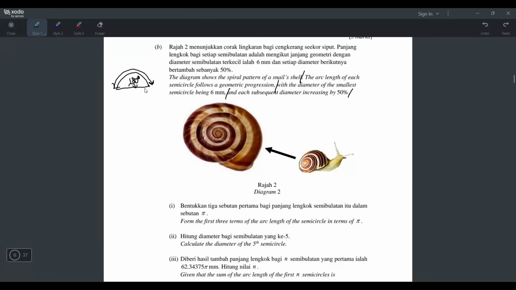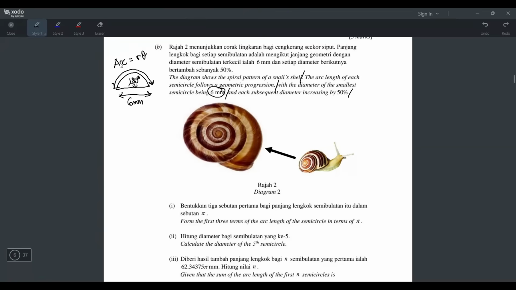And they mentioned something about the diameter here. The diameter of the smallest semicircle being 6 mm. So the diameter from here to here is 6 mm. In other words, the radius is 3 mm, because radius is half the diameter, right? So yeah, the radius is 3 mm, right? And we can find the arc length actually, because the arc formula is r theta, right?